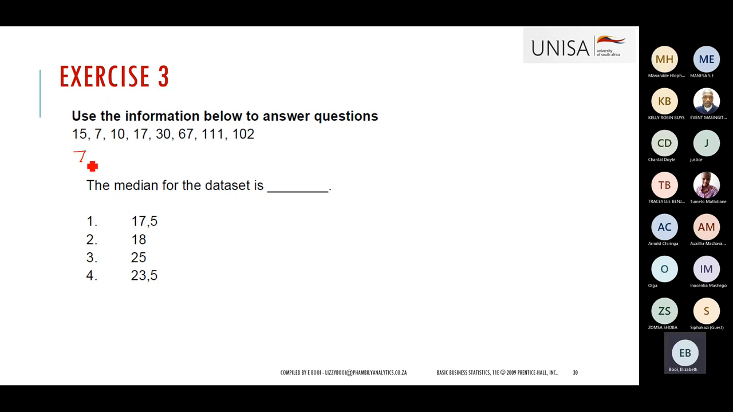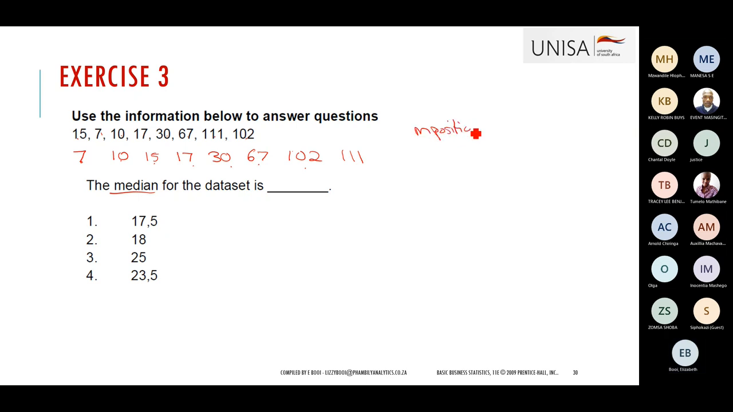That's 7, 10, 15, 17, 30, 67, then 102 and 111. Count them: 1, 2, 3, 4, 5, 6, 7, 8. You always need to double check your information before you do anything, because they asked you about the median. So let's go find the position first.